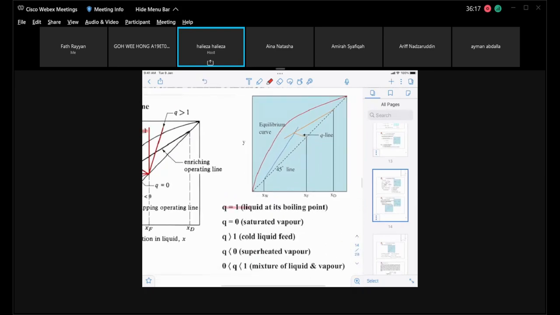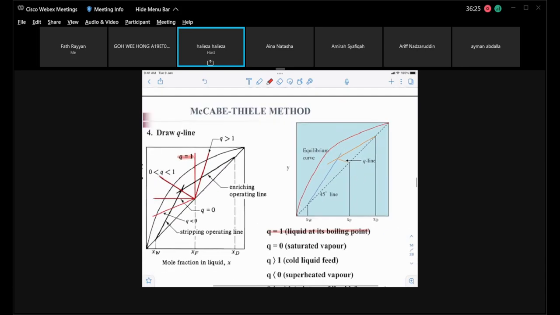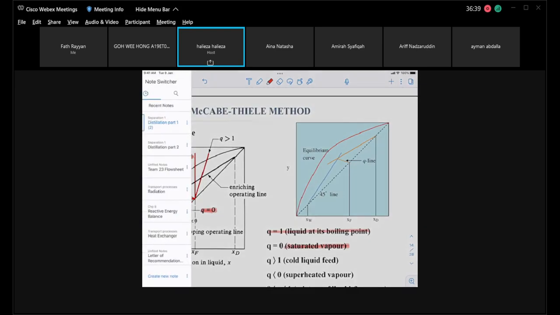Liquid at its boiling point. I just want to verify the fact that Q is equal to 1 when the feed is at its boiling point. Q is equal to 0 when your feed is saturated vapor, or the feed is at its dew point. So now let's go back to our example.